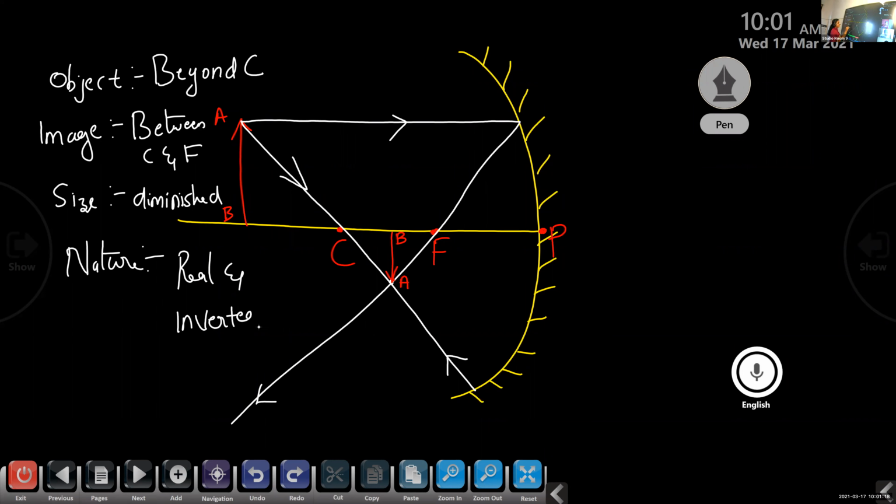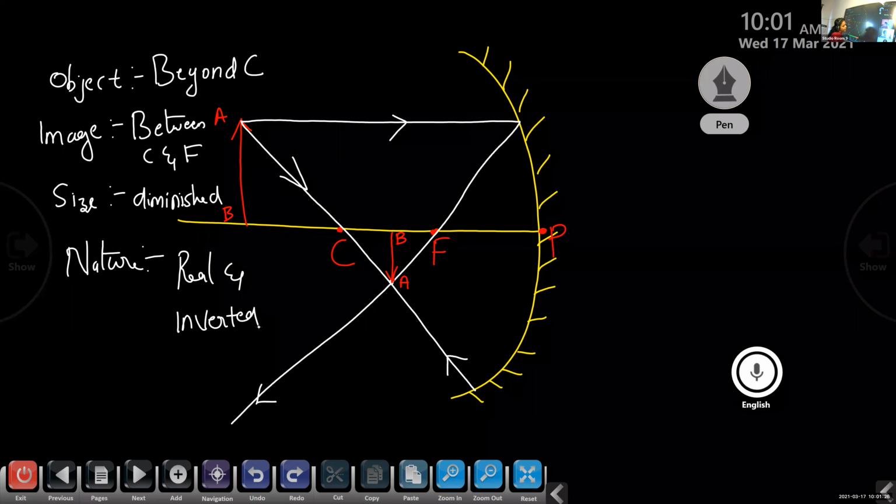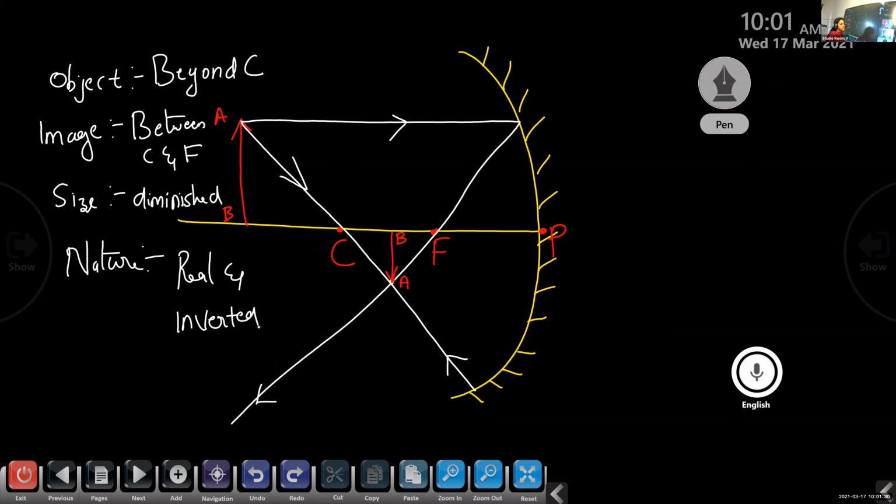So in the second case, we are placing the object beyond C. In that case, the image is formed between C and F, and the image formed is diminished as compared to the size of the object. And here also the nature of the image is real and inverted. I hope it is clear, right?